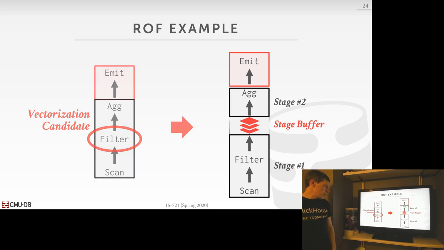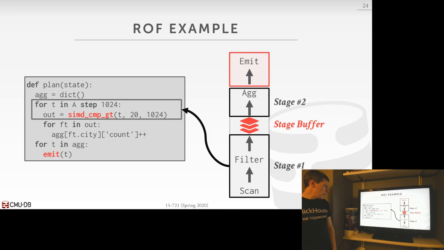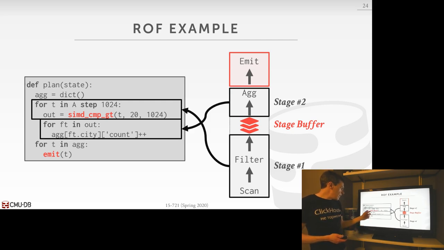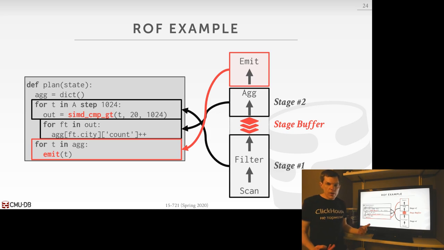So if we go back to our query code, we see that in the first stage we're iterating over table A in chunks of 1024 tuples, and then we're doing a SIMD comparison across that vector, but then we're writing it out into the stage buffer. In the next step we iterate over the stage buffer produced in the previous stage to update our aggregation. In this case this is a scalar implementation. And then the last pipeline only has one stage. We're just iterating over the dictionary, the aggregation table produced in the previous pipeline, and emitting that as our output.